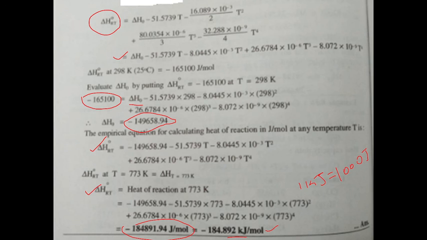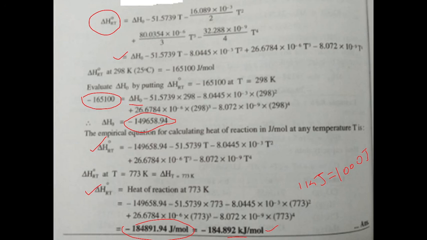So 1 joule is equal to 1 by 1000, and 1 by 1000 means it is multiplied by 10 to the power of minus 3. Is that right? So here, 184.891 kilojoule per mole. Are you clear on that? Okay. So use the relation 1 kilojoule is equal to 1000 joule. Is it correct? Okay. So from that, 1 joule is equal to 1 by 1000 or 10 to the power minus 3 kilojoule.